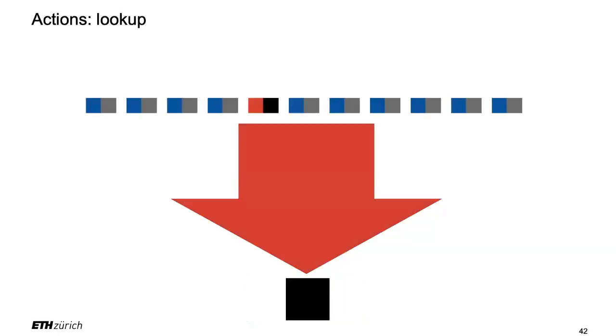Then you have lookup. Lookup is a nice one. That's also an action. Lookup returns the values that are associated with a specific key. So you might have, oh, there's a question over there.